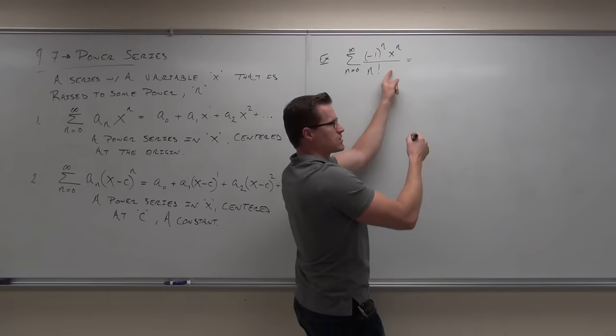So, ratio test. Ratio test would put a sub n plus 1 over a sub n. So we'd have n plus 1 factorial.